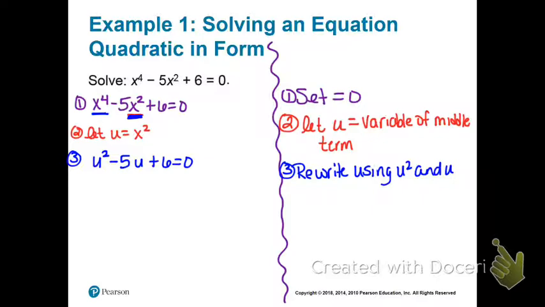This will work every time like this. It's always going to be a u squared and then a u. All right, so now we do have a quadratic, right? So we're going to solve the quadratic.